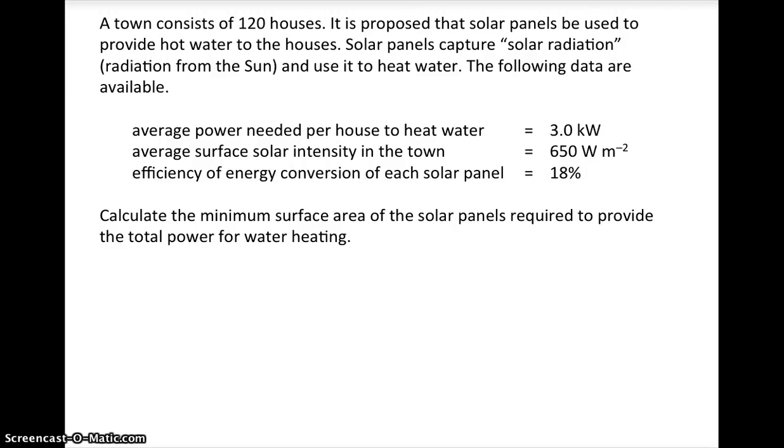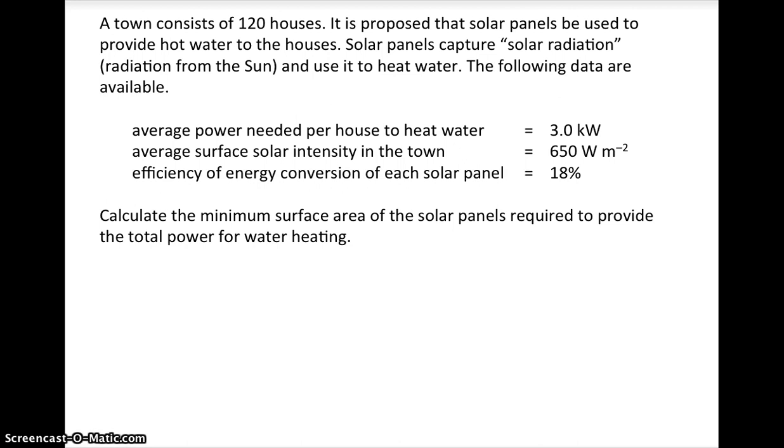Welcome to this video. We're going to see another problem involving power production, this time with solar power, and then we'll move on to hydroelectric pump storage systems. A town consists of 120 houses. It's proposed that solar panels be used to provide hot water to the houses. Solar panels capture solar radiation from the sun, and they use it to heat up water.